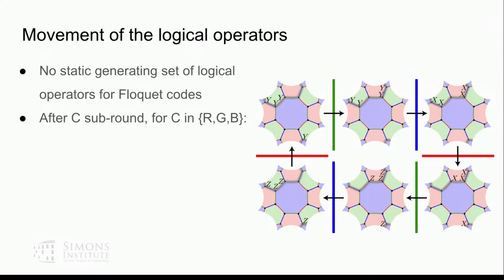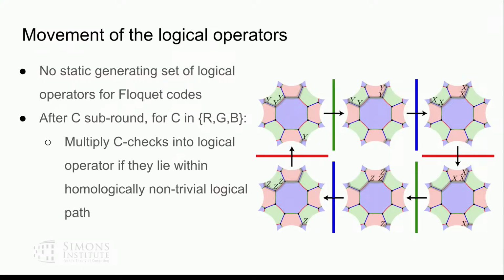The way you can understand how these logicals change is that after the C sub-round, where C is either the red, green, or blue checks, you multiply the C checks into the logical operator if they lie within the homologically non-trivial logical path. Construct a schedule for some arbitrary surface.